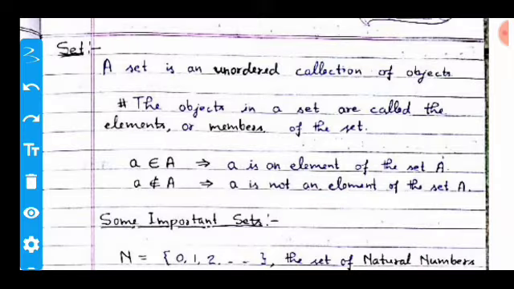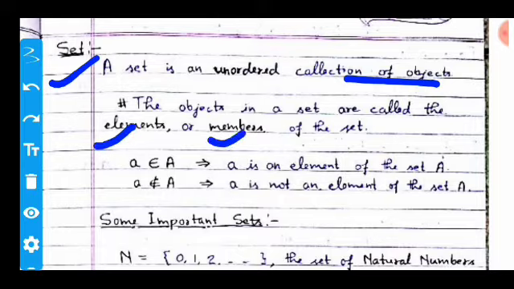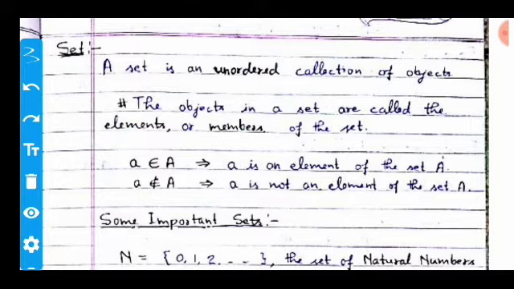Set. So what is a set? A set is an unordered collection of objects. Here, an object in a set is called an element or member of the set. Any set is represented by a capital letter, like here capital A. So, small a is an element of set A. Also, we say that small a is not an element of the set.